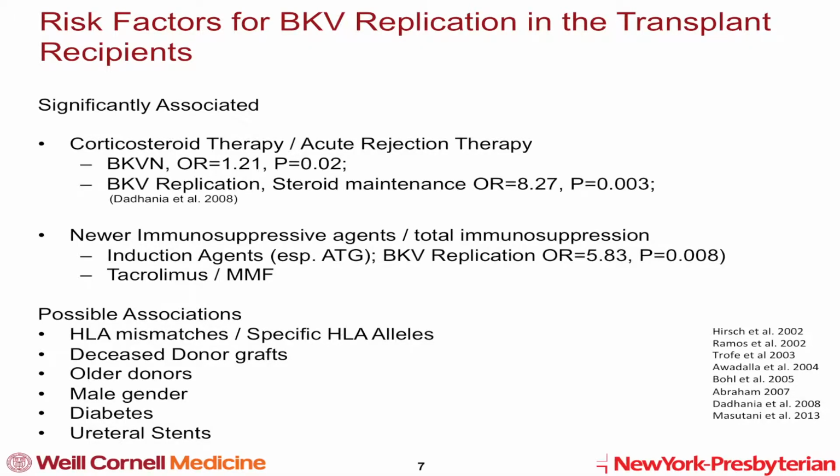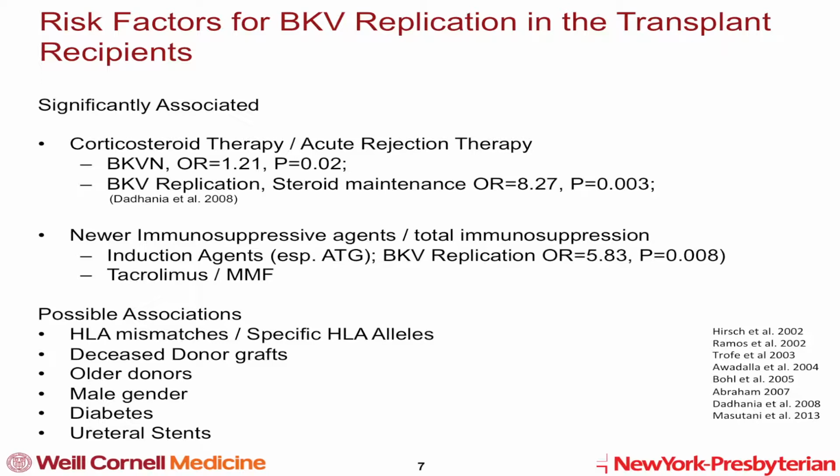Risk factors for BKV replication in transplant recipients: I think the significant associations are with the immunosuppressive therapies. Corticosteroid therapy, whether for acute rejection therapy or as maintenance, has been associated with an increased risk of BKV replication and nephropathy. Newer immunosuppressive agents, specifically the combination of tacrolimus and Cellcept, have been shown in multiple studies to have a higher incidence of BKV replication in the post-transplant setting. Induction agents, specifically T-cell depleting agents, have been associated with an increased risk.